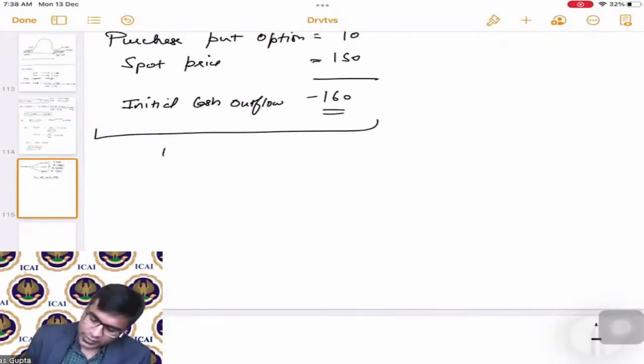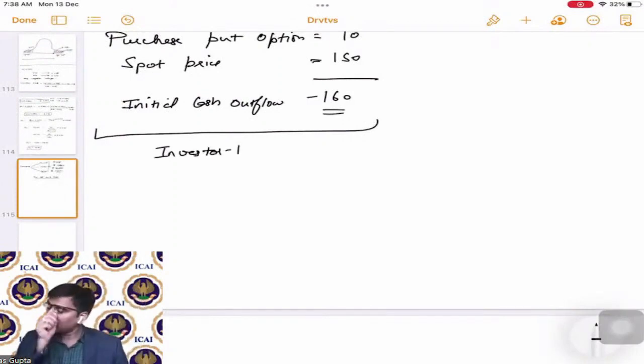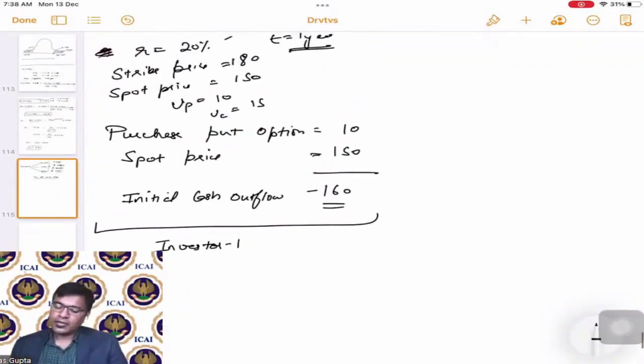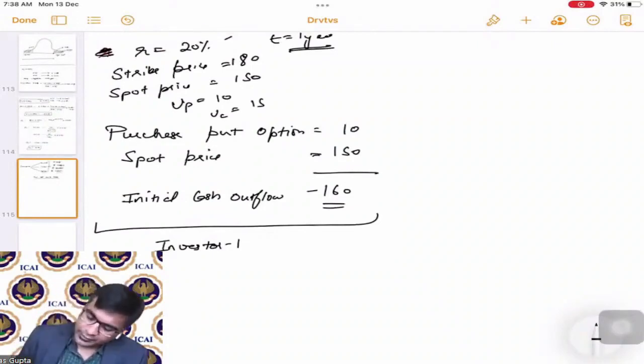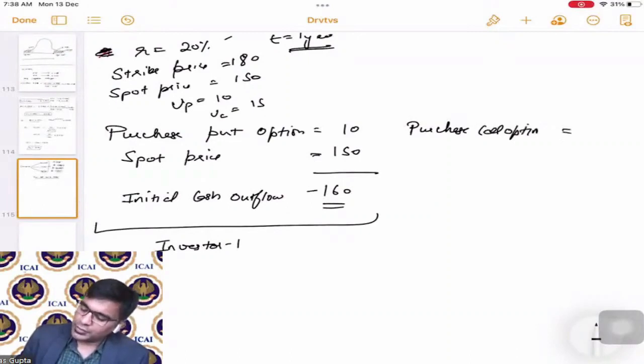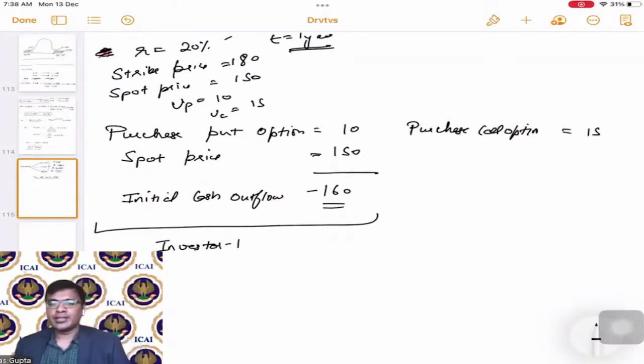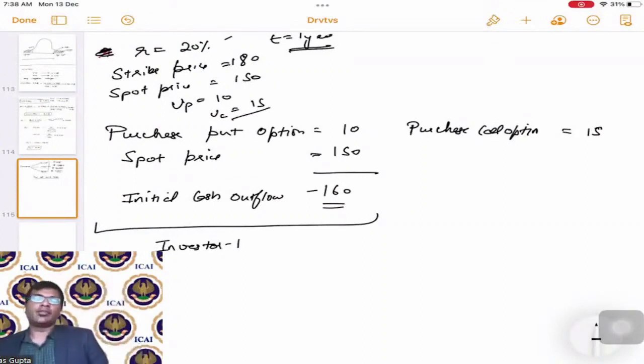This is our investor 1. Now imagine there is another investor, investor 2. What he does is he purchases a call option. Now, if he's purchasing a call option, first of all, he has to give 15 rupees, correct? Because the 15 rupees is the call option premium that I have assumed here.